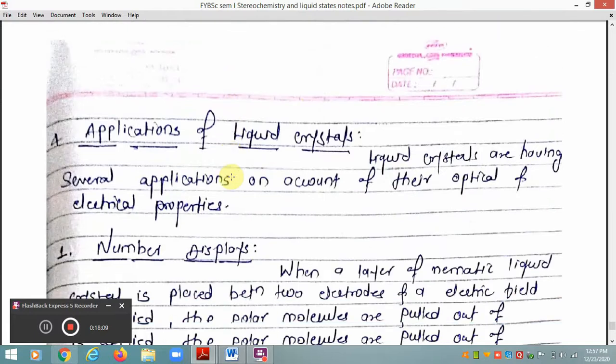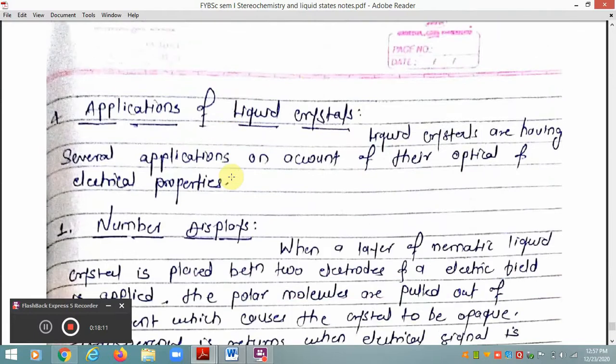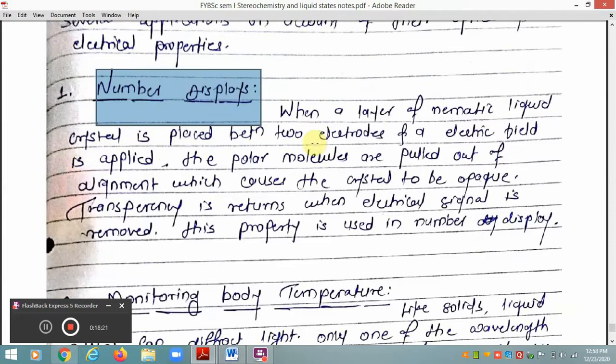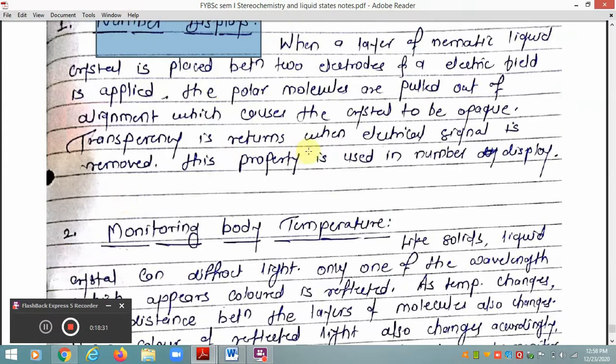There are some applications of liquid crystals, dear friends. These liquid crystals have several applications. The first is that they are used in number displays. When a layer of nematic liquid crystal is placed between two electrodes and an electric field is applied, the polar molecules are pulled out of alignment, which causes the crystal to be opaque, and the transparency returns when the electrical signal is removed. This property is used in number displays.